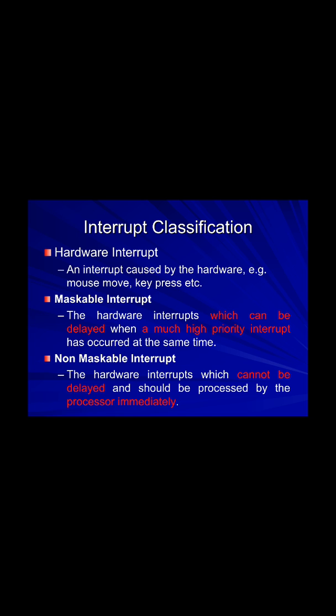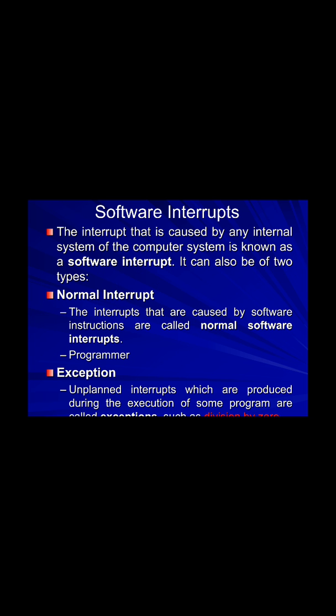So the second classification is the software interrupt. The interrupts that are generated by the system software or the application software. These are the interrupts that are generated by the software. In simplest terms, software means your program. An interrupt is generated by your own program in execution. When it generates some interrupt, it is called a software interrupt.